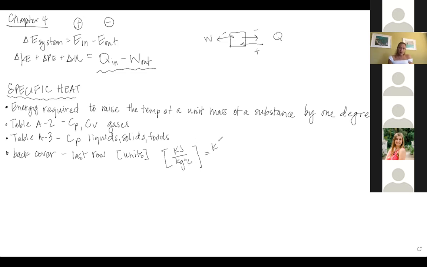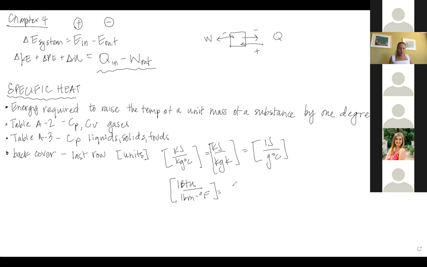This is the same as kilojoule per kilogram Kelvin. We can use those interchangeably. And then this is also the same as 1 joule per gram degree Celsius. So here's where that unit mass comes in, right? You can look at kilograms or grams. And then we also have some additional units such as 1 BTU per pound mass times degree Fahrenheit, which is going to be the same.